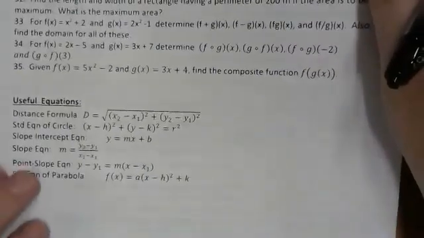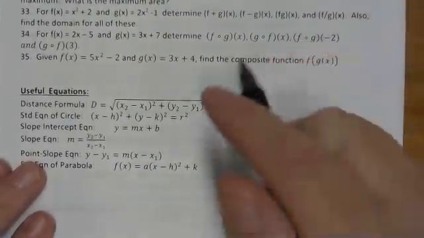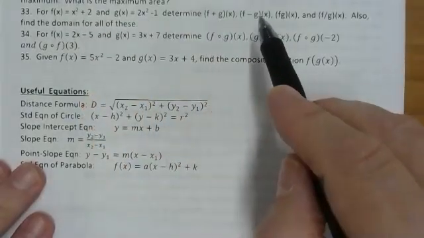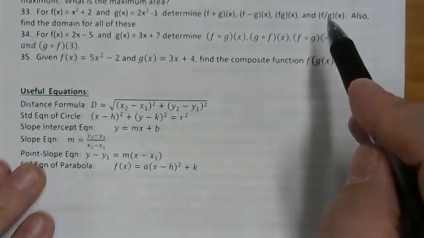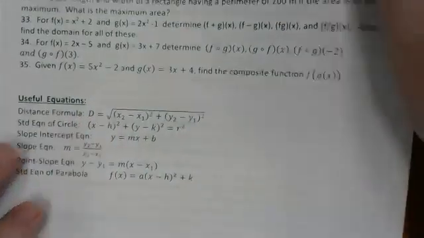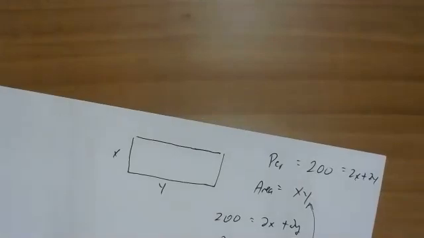All right, now we've really come down the home stretch. Three more problems. We're given two functions and we're asked to do a bunch of math operations. So let me write down the two functions, and we can go from there. This is number 33.